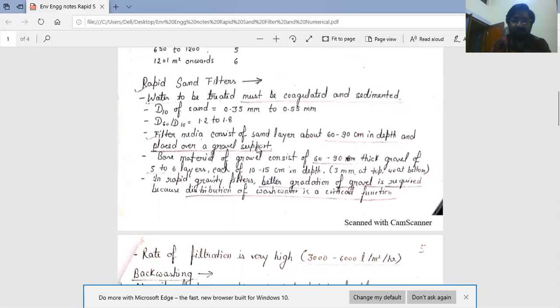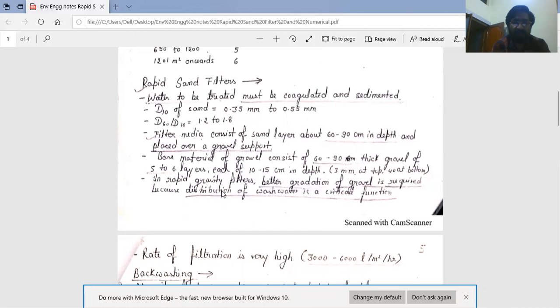Filter media consists of a sand layer about 60 to 90 centimeter in depth, placed over a gravel support, just like a slow sand filter. Base material of gravel consists of 60 to 90 centimeter thick gravel of 5 to 6 layers, each of 10 to 15 centimeter in depth. 3 mm at top, 40 mm at bottom.